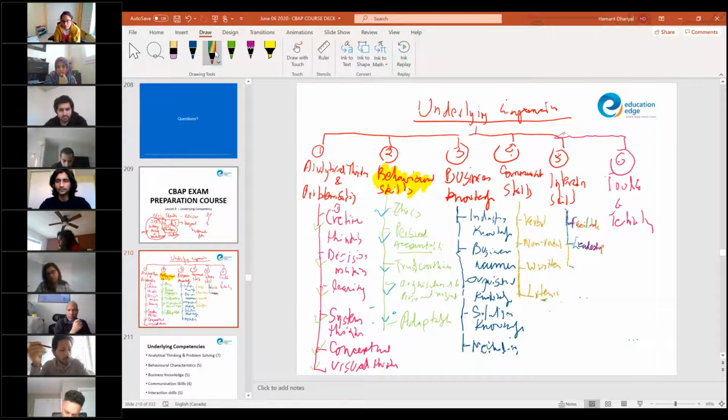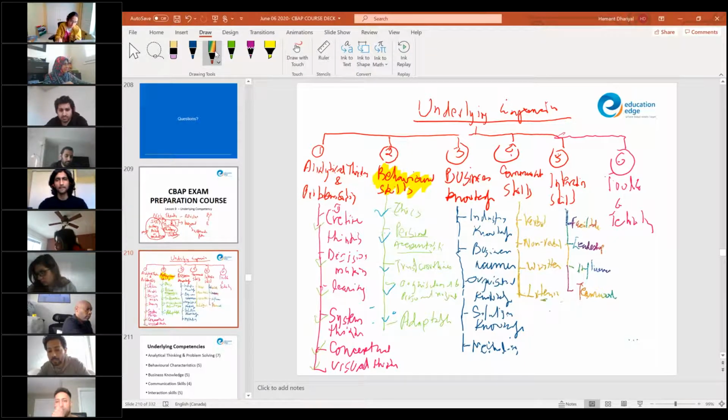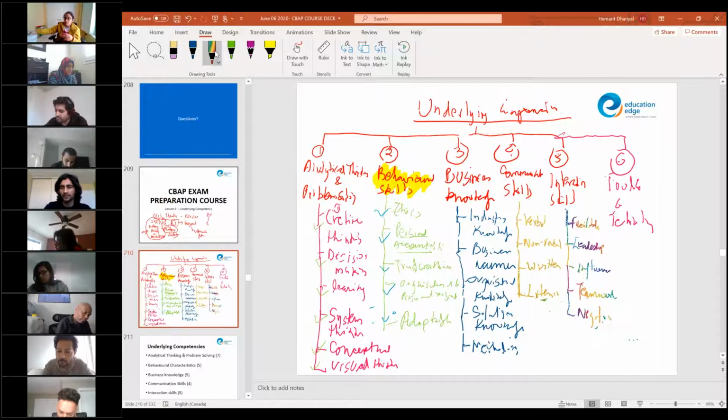Then interaction skills also entail things like influencing, teamwork, working with other team members, not just working individually in a silo, but working with other team members and other stakeholders to create effective solutions, to develop common understanding. Teamwork, working together with other team members and stakeholders. Negotiation, and conflict resolution.